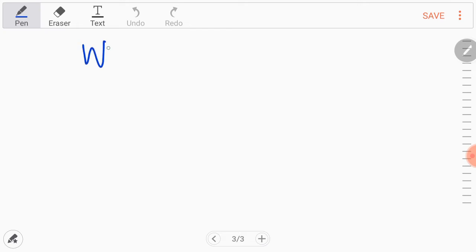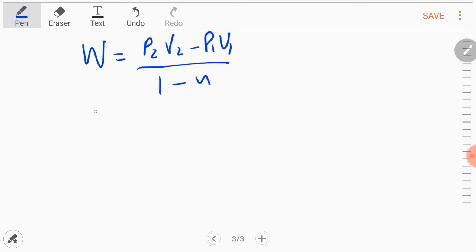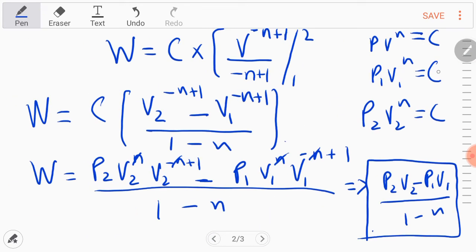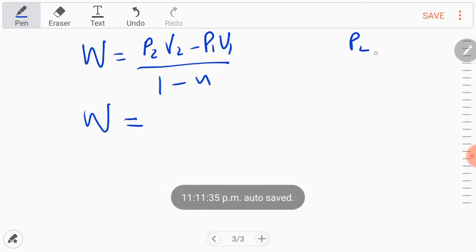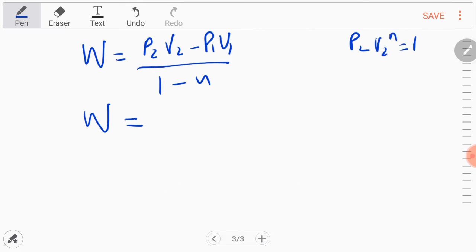So now we are applying the limits. It's (P2 V2 minus P1 V1) over (1 minus n). Now we have to calculate P2. So we are equating C is equal to C, then P1 V1 power n is equal to P2 V2 power n. So we can write P2 V2 power n is equal to P1 V1 power n.